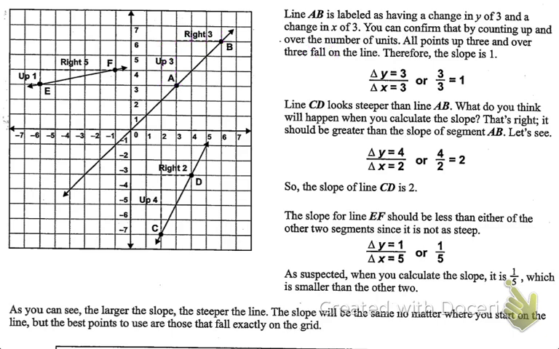Next, let's look at line CD. Line CD looks steeper than line AB. What do you think will happen when you calculate the slope? It should be greater than the slope of segment AB. Let's see. We rise up 4 units, and we run 2 units. We can simplify our slope to be 2.